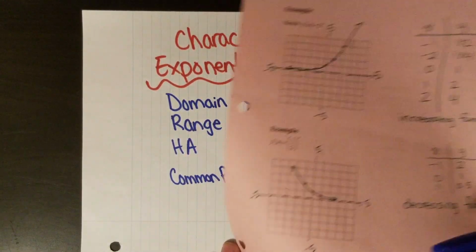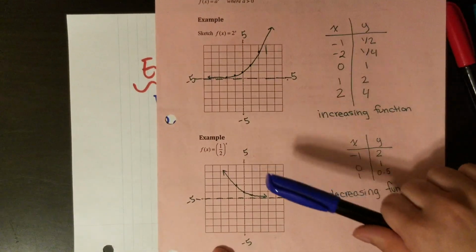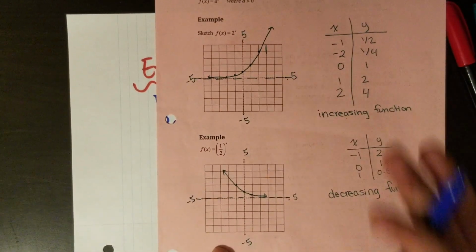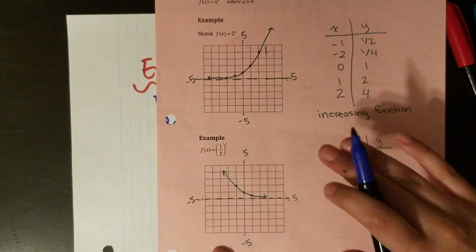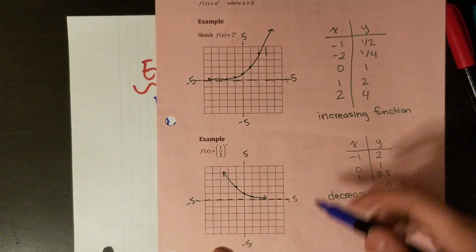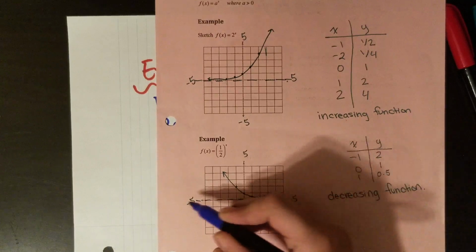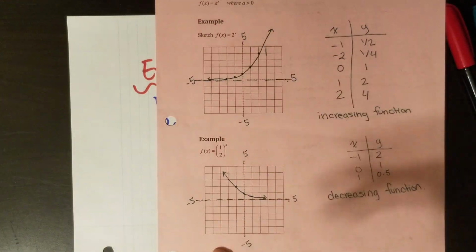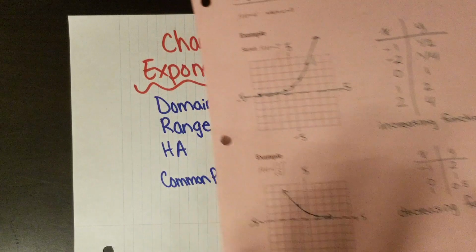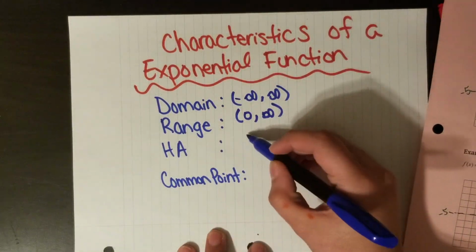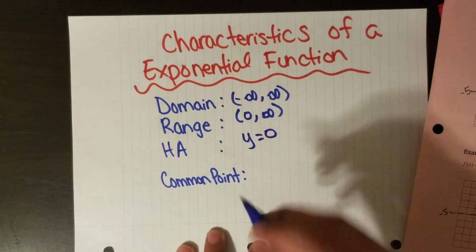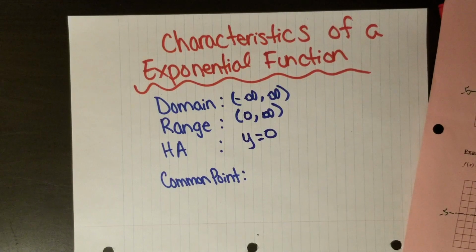So I have a horizontal asymptote on both of these graphs, and for a basic exponential function graph that has no transformations, I'm going to have a horizontal asymptote when y is equal to 0. So whenever y is equal to 0, I'm going to have a horizontal asymptote, unless there's transformations. So my horizontal asymptote is at y equals 0.